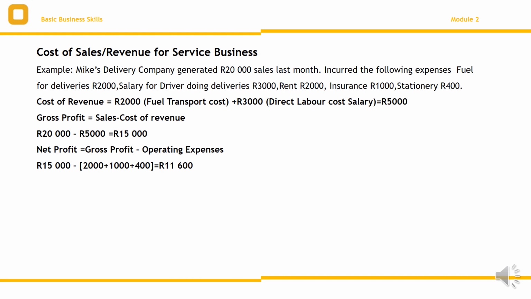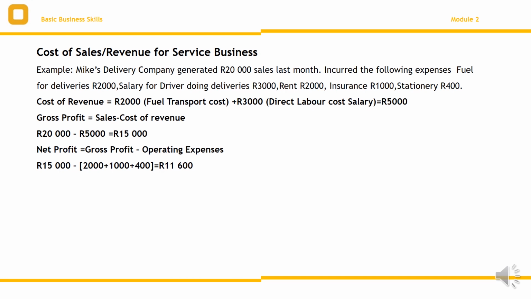We've got Mike's Delivery Company. They generate sales, meaning they generate revenue to the value of 20,000 Rand per month. They incur the following expenses. They incur fuel for deliveries to the value of 2,000 Rand. They incur salary for the driver who's doing the deliveries, who's paid 3,000 Rand a month. They incur rent to the value of 2,000 Rand. They pay insurance to the value of 1,000 Rand. And they pay stationery to the value of 400 Rand.